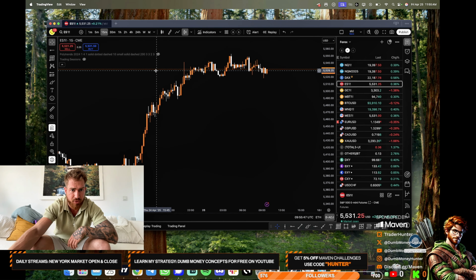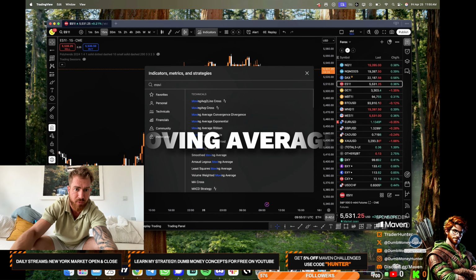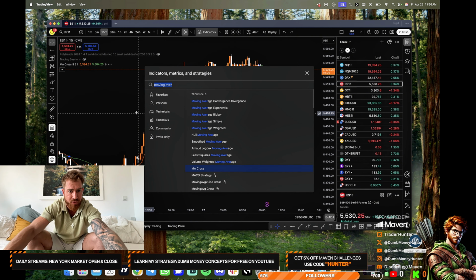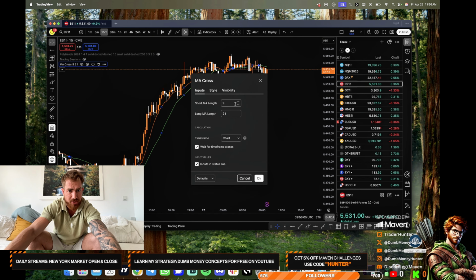Let's jump into like the most common ones that people may or may not use here. Moving average, right? There's various different moving averages. Use moving average, MA cross, moving average cross. So that's going to be two moving averages. If you double click on these, you can jump into two different lengths, right? And all the moving averages is the average price of the previous 9 or 21 candles, right?